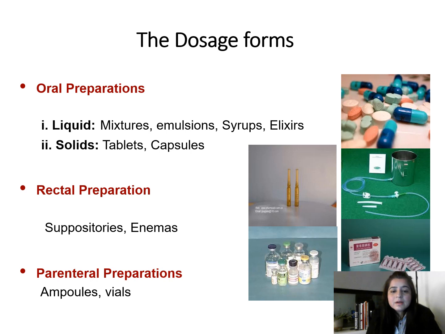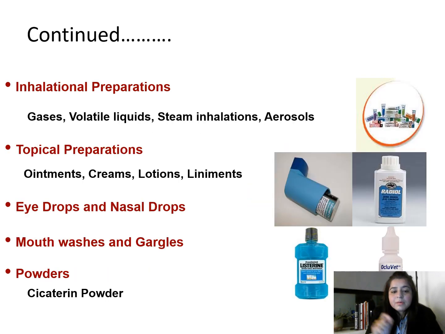The other dosage form is the parenteral preparation. This is a dosage form that we enter directly into the arteries or veins. Mostly the drugs that enter the body through arteries or veins are available in liquid form, present in ampoules or vials. The other dosage form is the inhalation preparation.